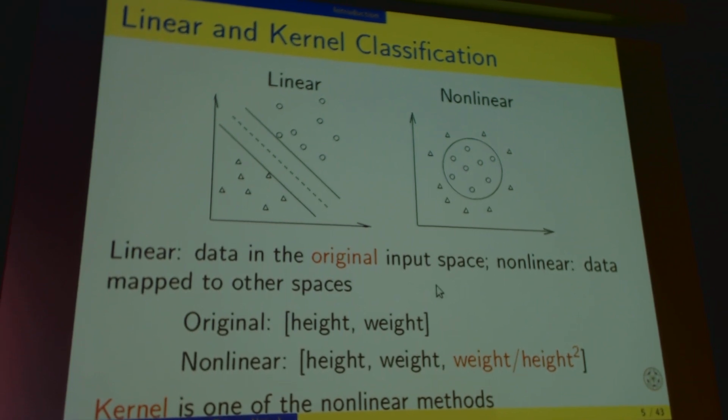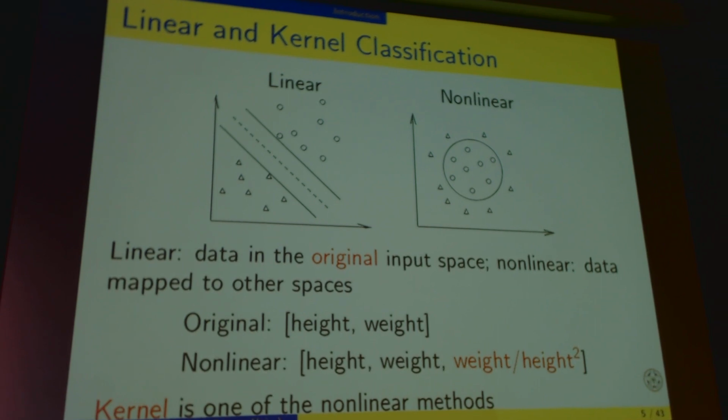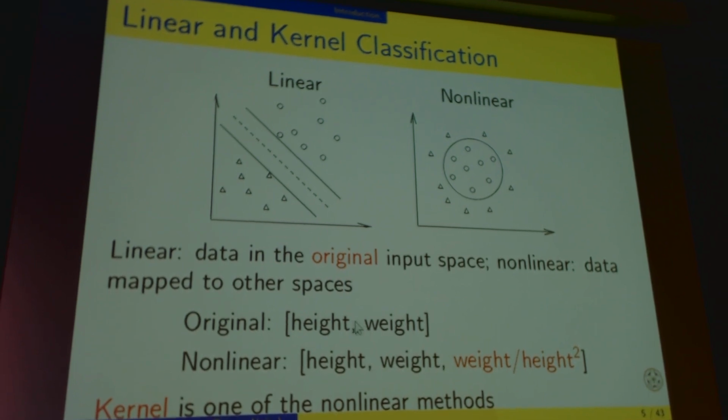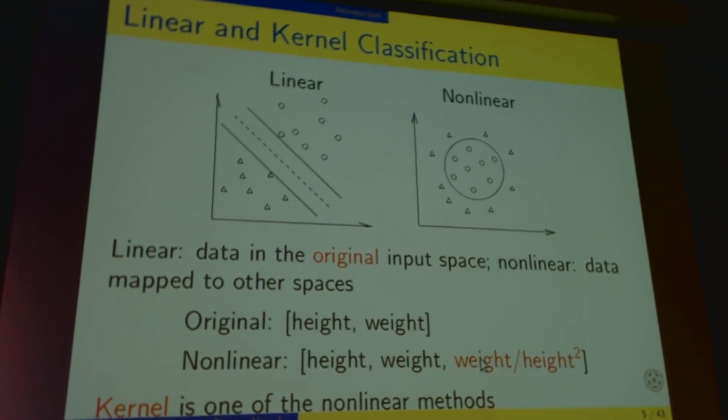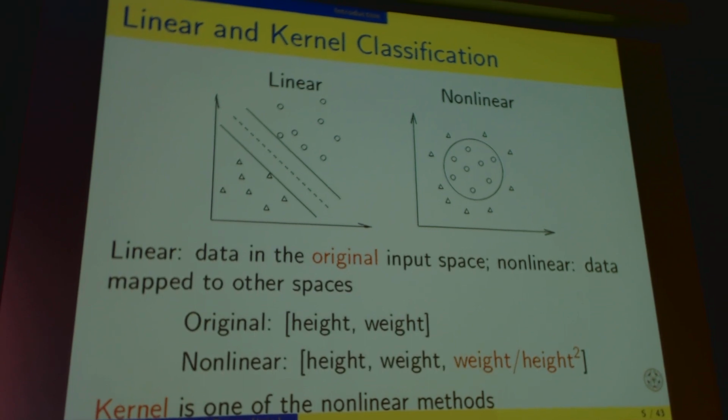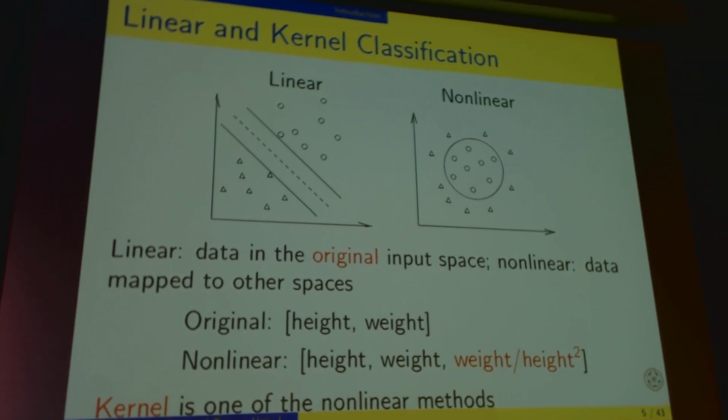But the way people use kernel is not by directly modeling the nonlinear curve. Instead, they map the data to a higher dimensional space. If originally you have two features, which are height and weight, then probably you can do some nonlinear mappings to generate additional features, such as weight divided by the square of height. By using more features, you get more information, so supposedly the classifier is more powerful.